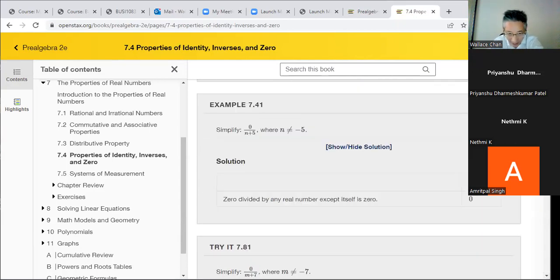But here we already say that n cannot be negative 5, so there's no way n will be divided by 0 here.